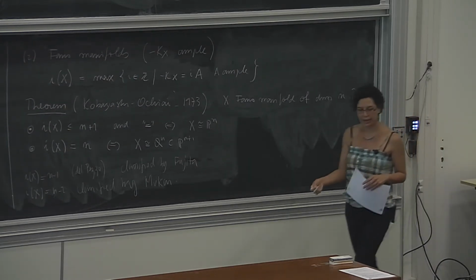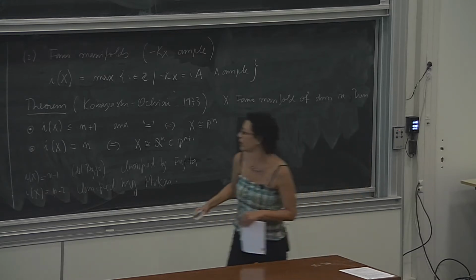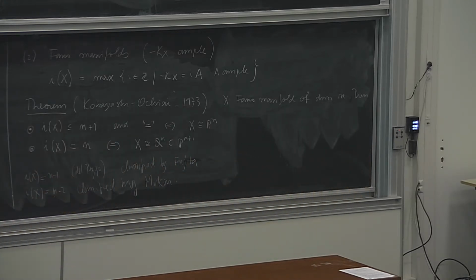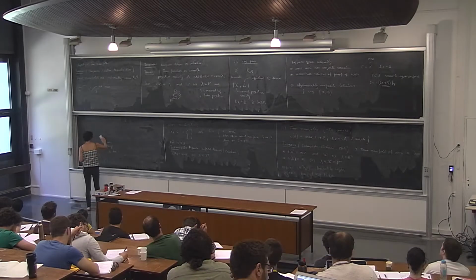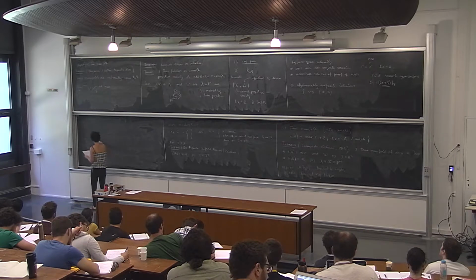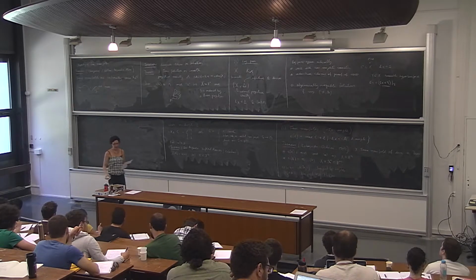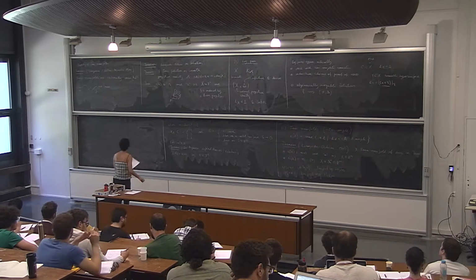And just like I introduced some notions of singularities for a variety X that appear naturally in the minimal model program, we can do the same with pairs. So let me define the important notions.